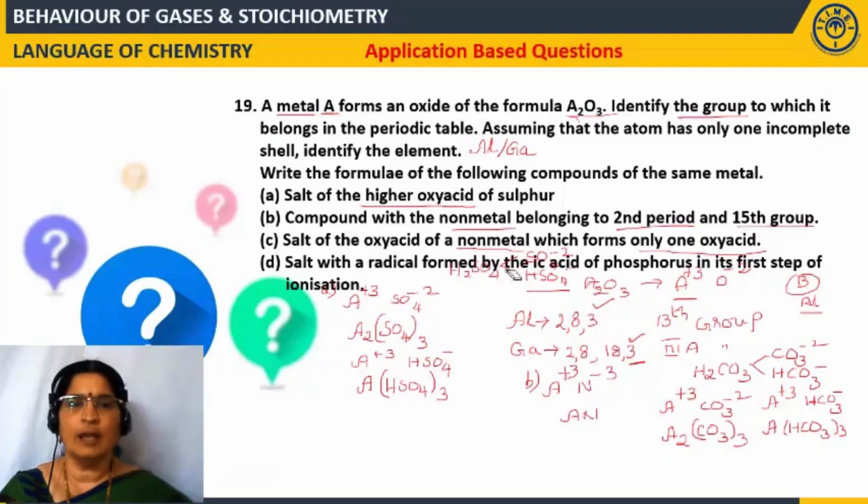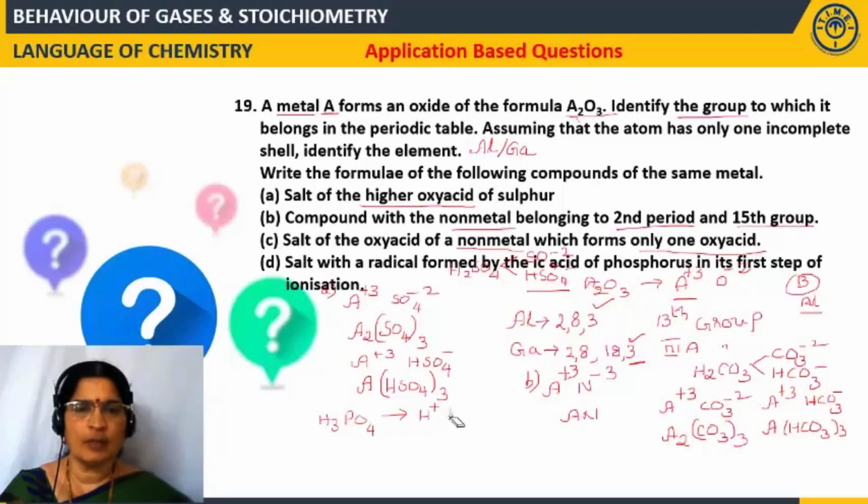Salt with a radical formed by the ic acid of phosphorus in its first step of ionization. Ic acid of phosphorus means H3PO4. First step of ionization: how does it ionize? H plus and H2PO4 minus. A plus 3 and H2PO4 minus.